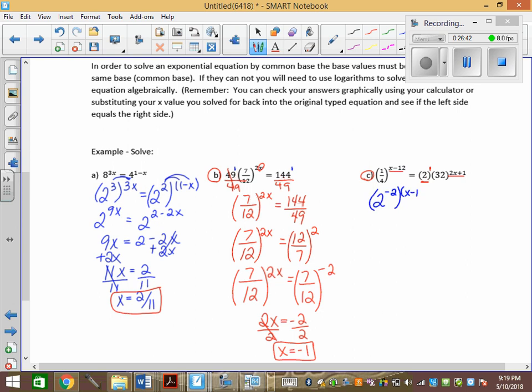X minus 12, and I'm going to put it in brackets so I remember to distribute it. And then I'm going to get 2 to the 1 times 32, which is 2 to the 5, bracket 2x plus 1.